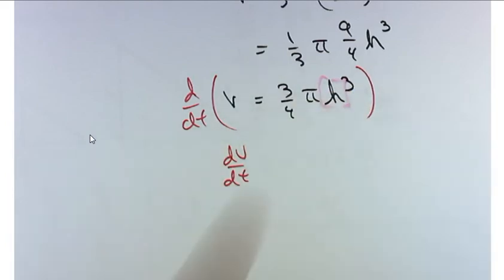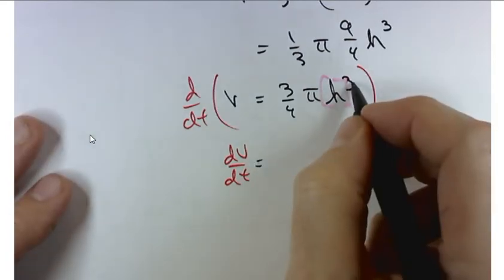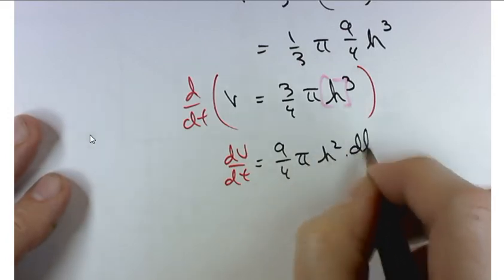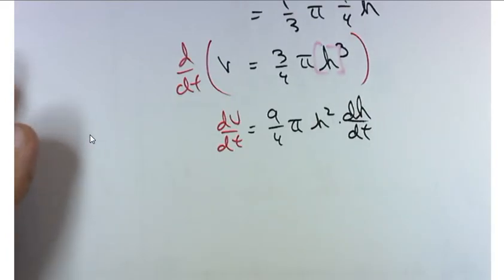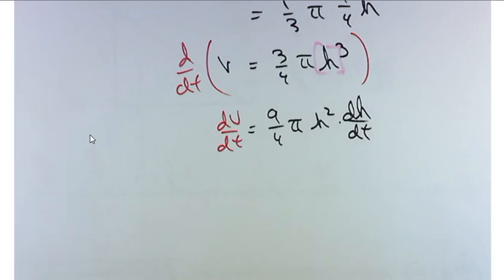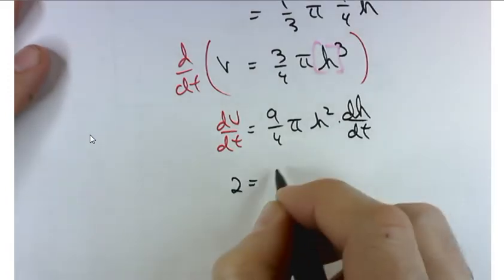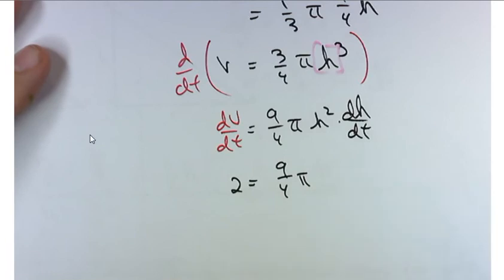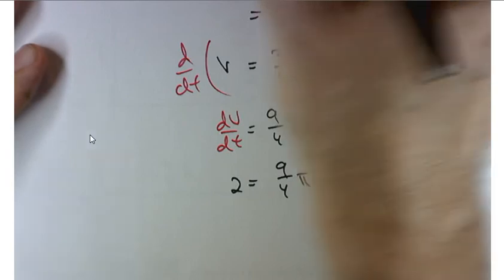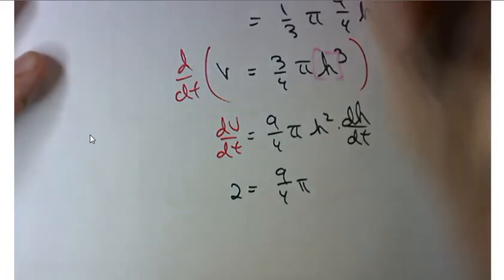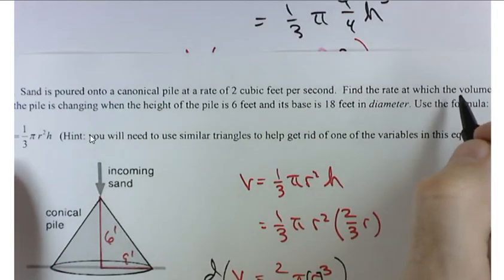Okay, let's see what we know here. We know dV by dt is 2. We're given dV by dt, which is the rate at which the volume is changing. We're looking for the rate at which the height of the pile is changing, when the height of the pile is 6 feet and the base is 18 feet. So the height of the pile is 6, so 6 squared times dh by dt.